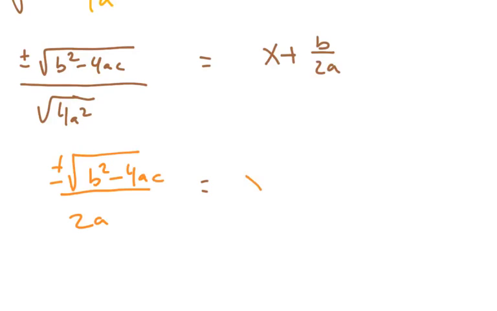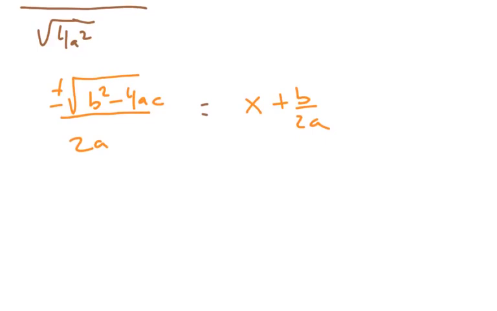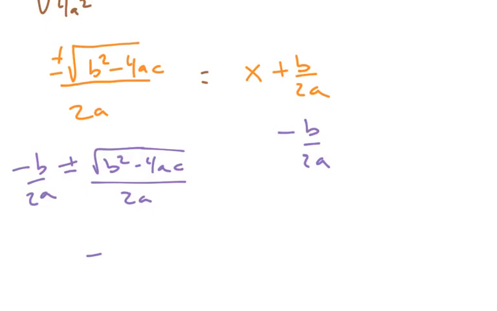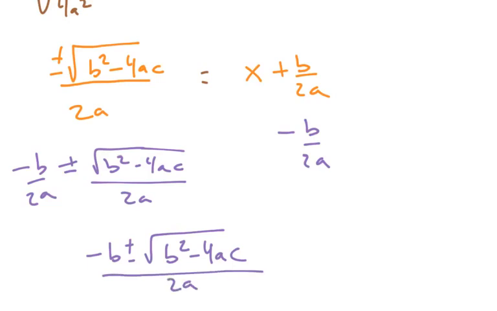And all I have to do to finish this off is move b over 2a to the other side. So to do that, let's go with purple. I'm going to subtract b over 2a. And the beautiful thing about this is it's already over 2a, so I don't have to get a common denominator. And we can put it all over 2a. So now we have negative b plus or minus the square root of b squared minus 4ac, all over 2a.